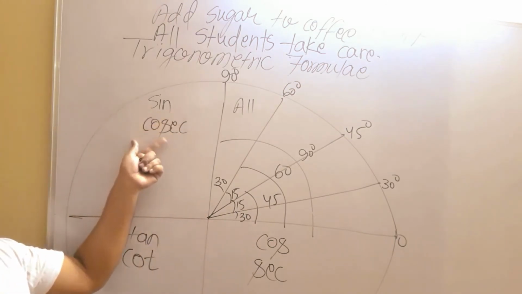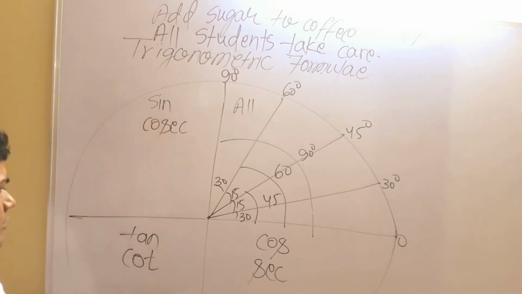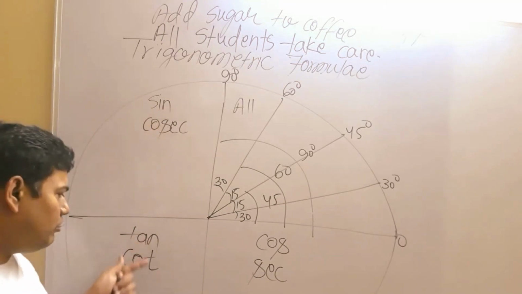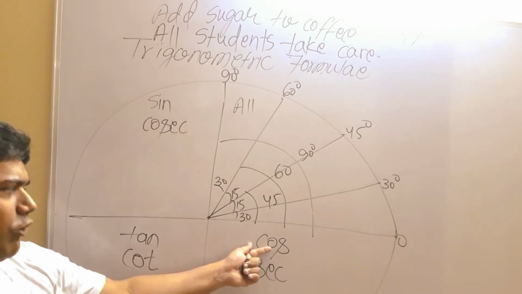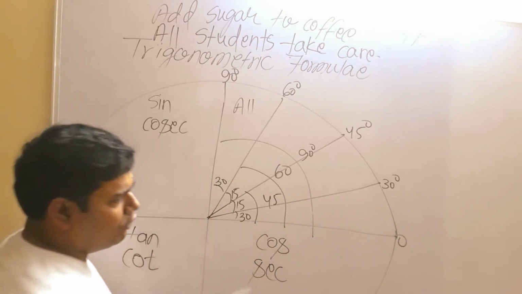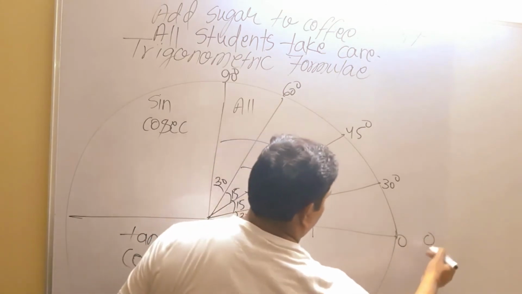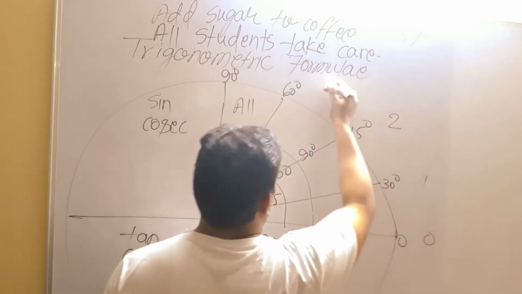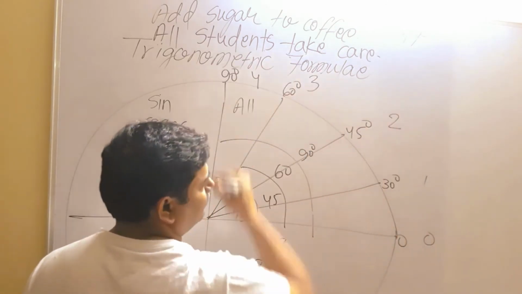S for sine and its opposite is cosec. T for tan and its opposite is cot. And C for cos and its opposite is sec. Now we will find out the value of all. We will take 0, then 1, then 2, then 3, then 4.